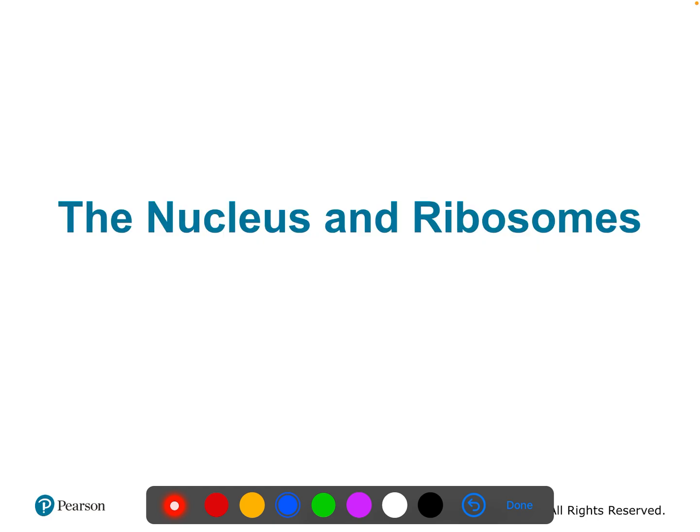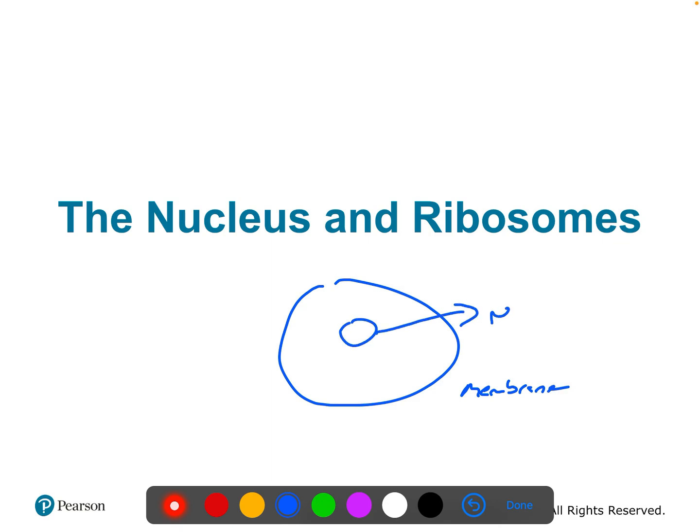So let's start first by looking at the nucleus and the ribosomes. And in this part of the chapter, we're going to take a quick overview or tour of the major organelles of a cell. Remember, the cell has 3 distinct regions. We have the membrane on the outside. On the inside, we have the nucleus. And then surrounding the nucleus is the cytoplasm.